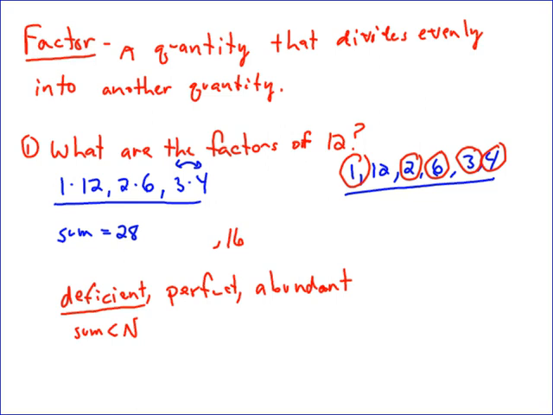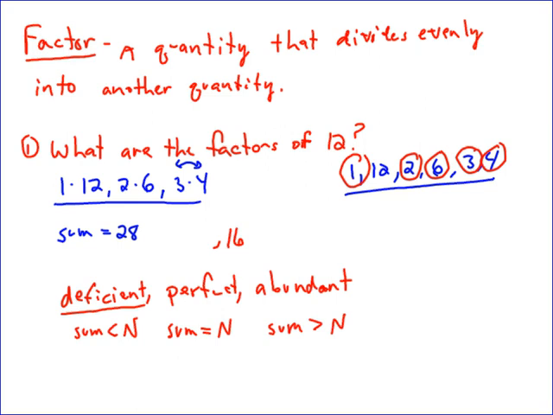So in this case, if the sum of the proper factors, obviously deficient wouldn't include the number itself, is less than 12, then it would be considered a deficient number. A perfect number is when the sum of the proper factors actually equals the number we're talking about. Abundant, which is what 12 is, is when the sum of the proper factors is greater than the number, not 16. So that's three different ways to characterize numbers: deficient, perfect, or abundant.